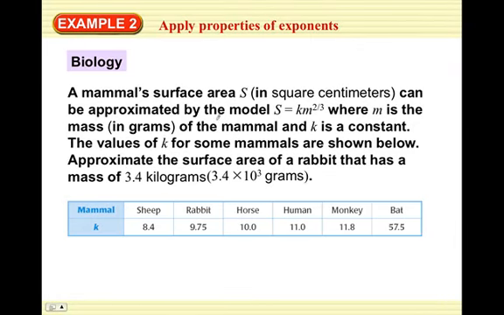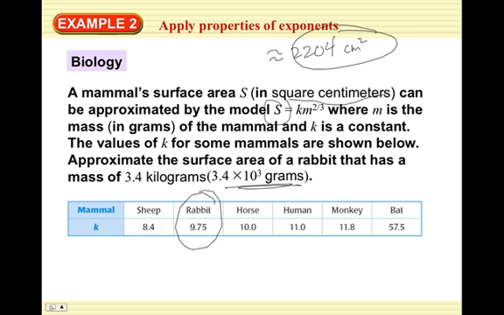Now let's go back to the problem here. Just remember 2204. So we're looking for S, which is surface area, in square centimeters. So about 2204 centimeters squared is the surface area of this rabbit with this much mass. Okay, so that's how you use it in a word problem. I'm going to do about half of this section for you guys, just to keep it simpler so you're not too overwhelmed.